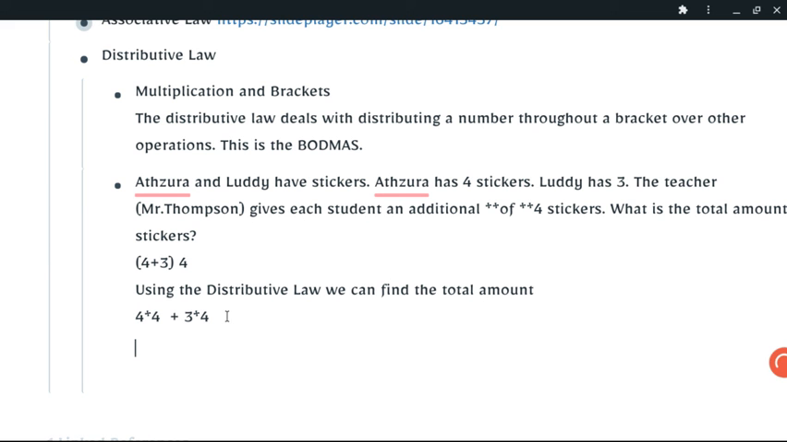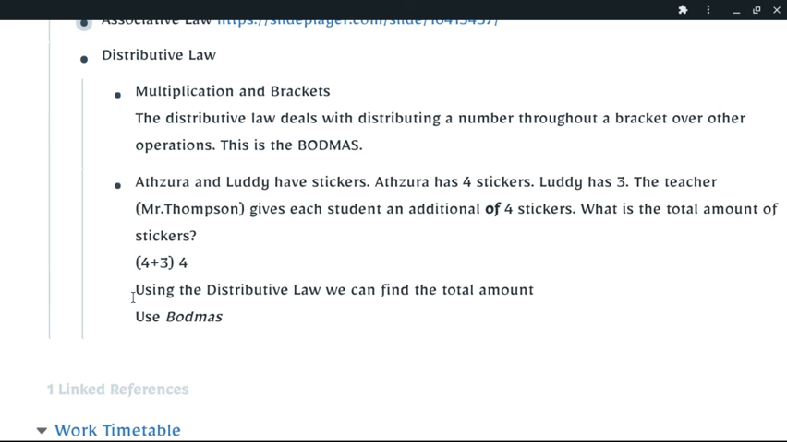So now we're going to say 4 times 4 is? 16. Right? 3 times 4 is? 12. Okay? But that's wrong. And here's why: because we didn't use the BODMAS rule. Yeah, see, I got you. You followed me right into oblivion.